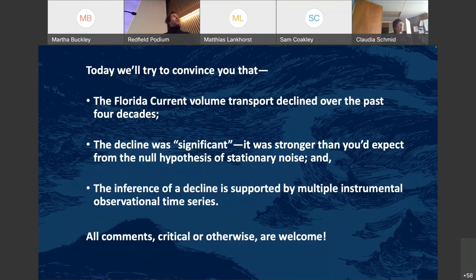And what's really neat and really important, actually, is that this inference of a decline in the Florida Current, you can see it in multiple observing systems. So let me know what you think. I was really scared to give this talk, but Lisa's like, no, give the talk, see what people say.